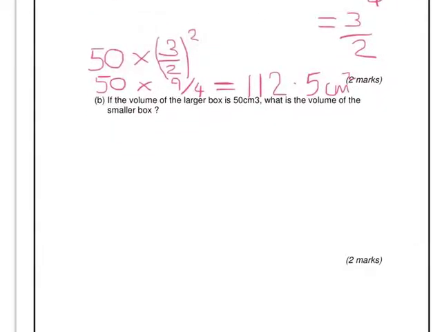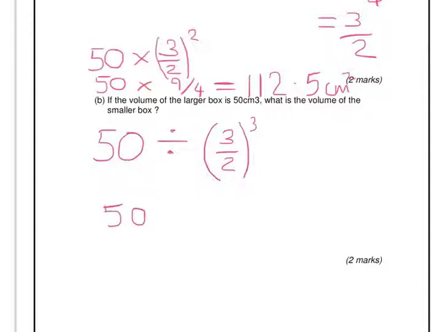So going backwards now, we've got a volume of the larger box being 50. If we're going from the larger to the smaller, we're not going to multiply by the scale factor, we're going to divide by that scale factor. But because it's volume, it'll be the scale factor cubed. Okay, so 50 divided by 27 over 8. This is the same as 50 multiplied by 8 over 27.